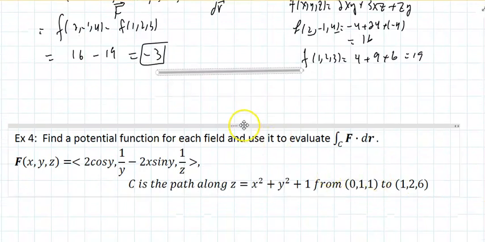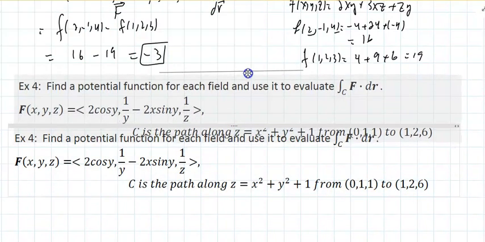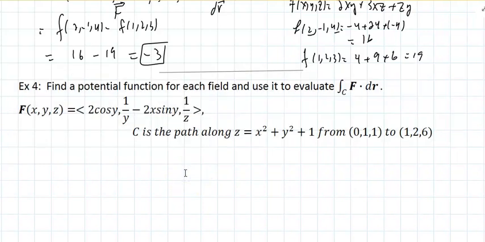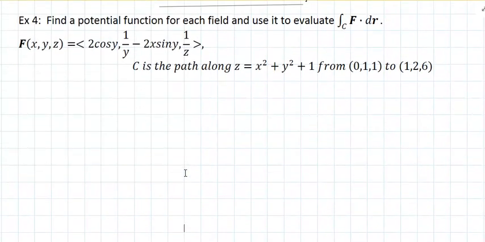One more to go. So this is the whole thing. Find a potential function for the vector field and evaluate the integral. Again, this is work. If they say find the work done along this path, there it is. So how would you do this? Well, we need to find a couple of things. So potential function first.